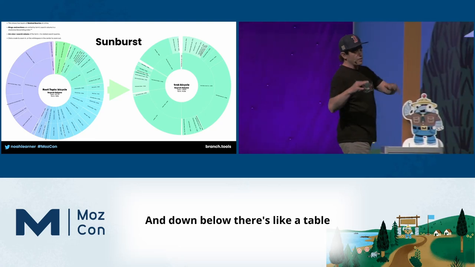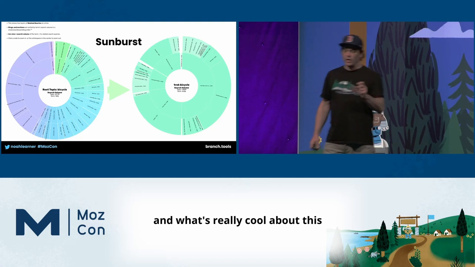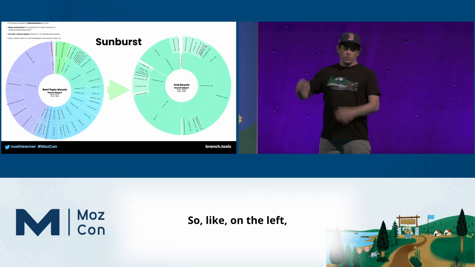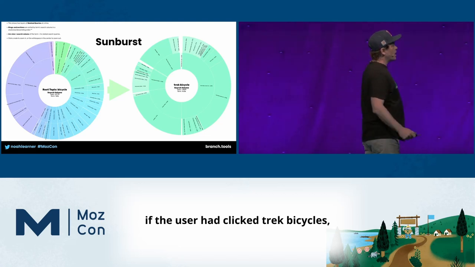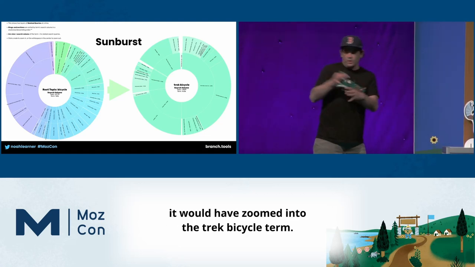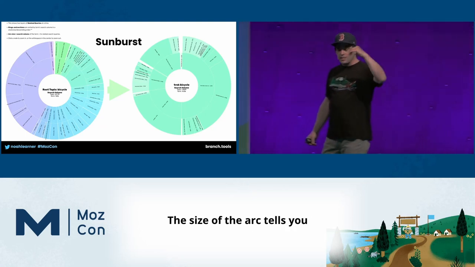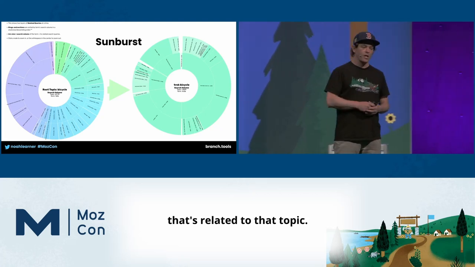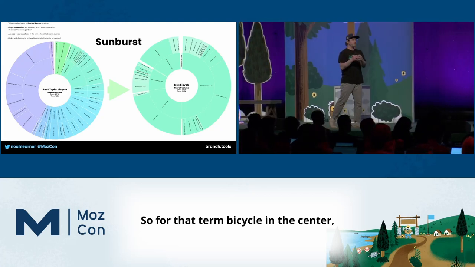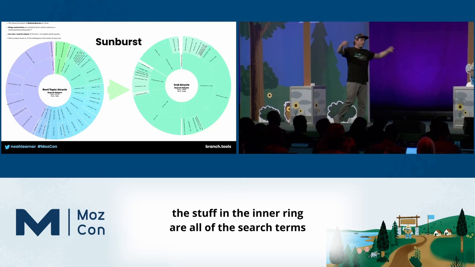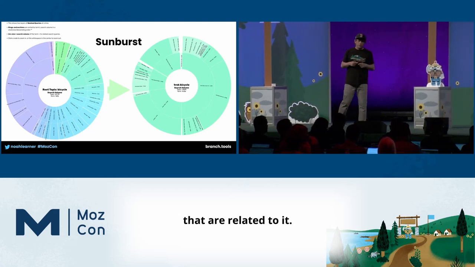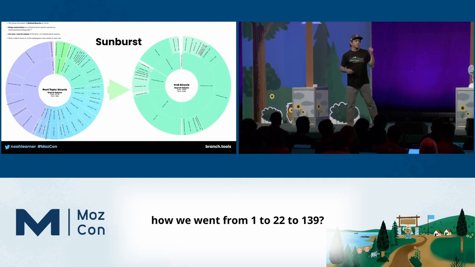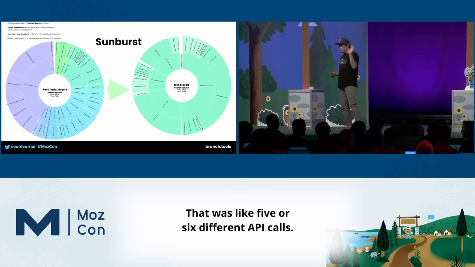And down below, there's a table. What's really cool about this is that as the user clicks into a segment, it zooms in. So on the left, if the user had clicked Trek Bicycles, it would have zoomed into the Trek Bicycle term. The size of the arc tells you how much search volume is downstream that's related to that topic. For that term bicycle in the center, the stuff in the inner ring are all of the search terms related to it. And I got really, really interested in this because remember I showed you how we went from 1 to 22 to 139? That was like 5 or 6 different API calls.